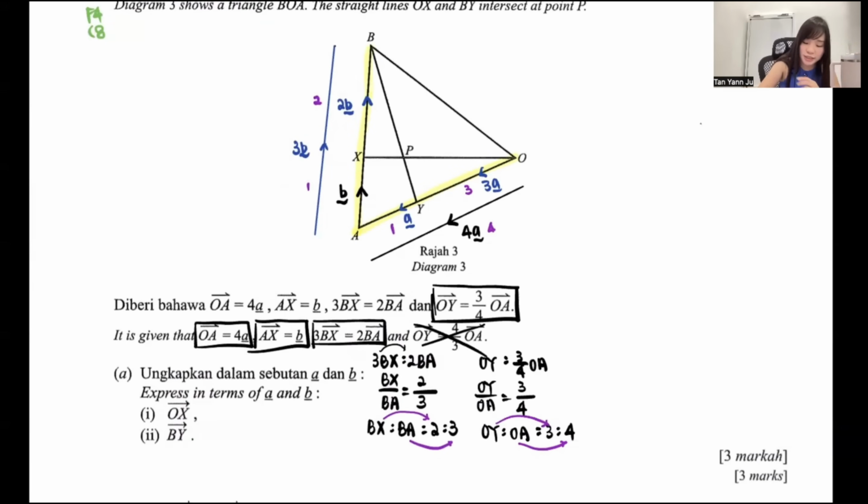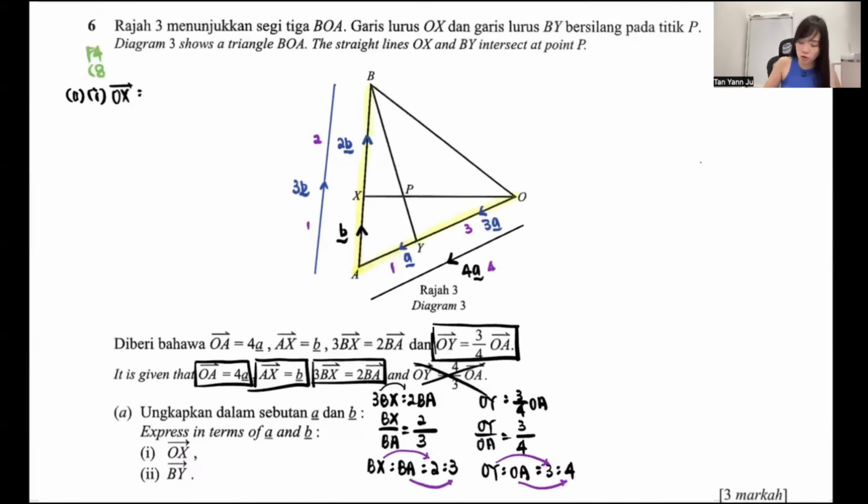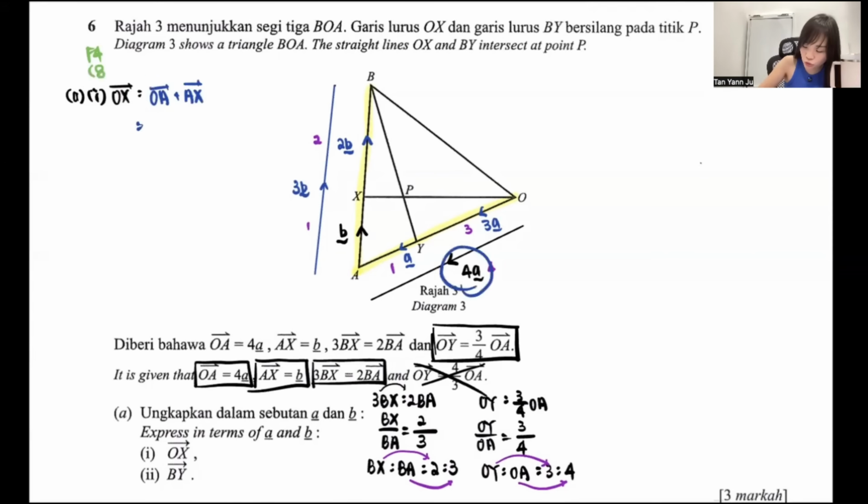So guys, with all this, now I think we are ready to start from A1. A1, they say find OX. So guys, how do I from O walk to X? Can you see O walk to X? Try your best to walk the yellow color path. So I think I can from O walk to A walk to X, OA plus AX. So O go to A, the whole road I know is 4a. Then the AX, I move up. A to X is a single b. The answer is 4a plus b.